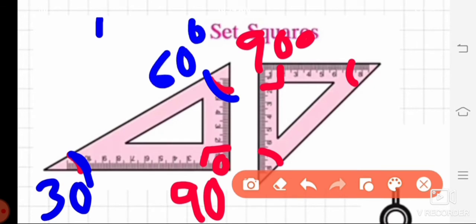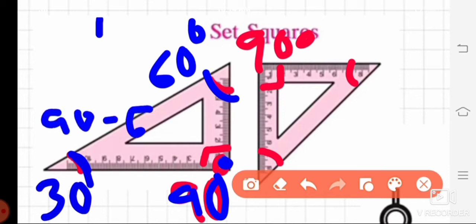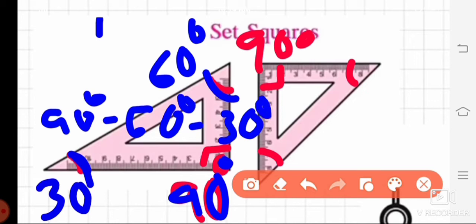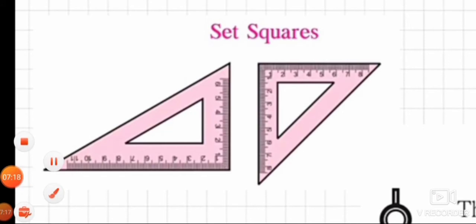So the set square in your compass box, one set square is having 90 degree, 30 degree and 60 degree angle. Yes, so this set square we can also call it a 90, 60, 30 set square, because we are getting 3 angles in it, 90 degree, 60 degree and 30 degree. So this set square gives us 3 angles. Now we will study the next set square, that is the second one.